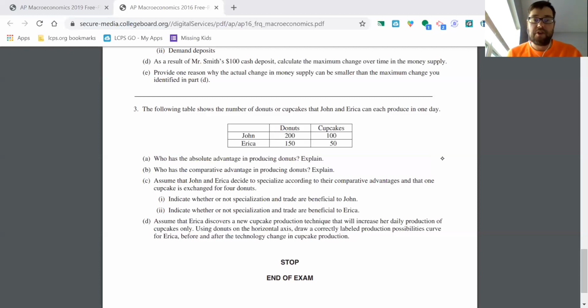So what you have to do here is go back to your opportunity costs. So let's write that again. So for donuts, right, we had 1/2 and 1/3, and these are both cupcakes.